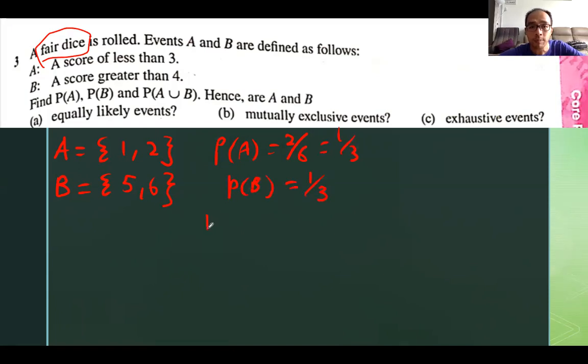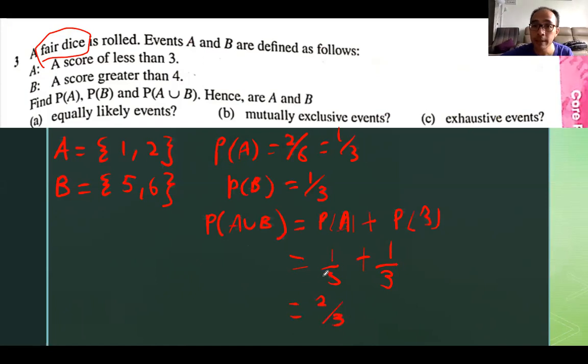Okay, so what is the probability of A or B? A or B is the probability of A plus the probability of B, which is 1 over 3 plus 1 over 3. And you will get 2 over 3.